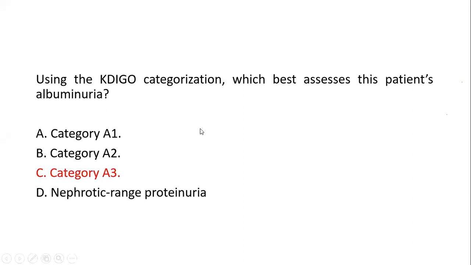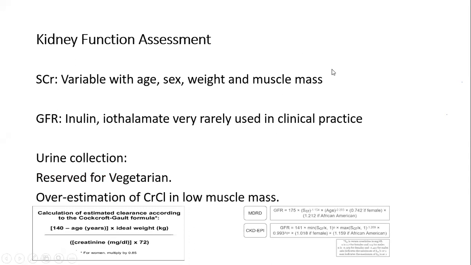Okay, so this is how you assess the kidney function, by the GFR and by the albumin to creatinine ratio. The assessment is usually tricky because all the parameters that we use, like serum creatinine, vary with age, gender, weight, and muscle mass. Lean patients may have their kidney function overestimated because their muscle mass is less and creatinine production is less, so serum creatinine is less. As a result, you may get a higher value calculated from the Cockcroft-Gault formula.